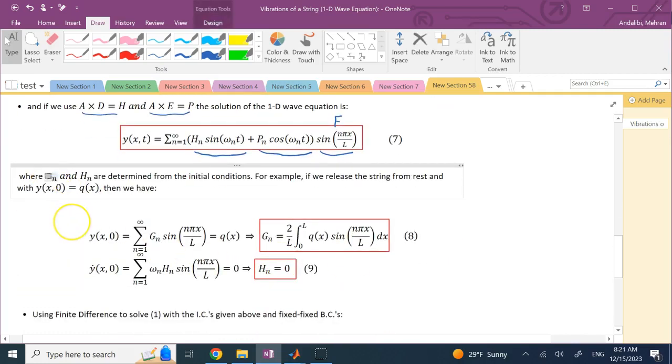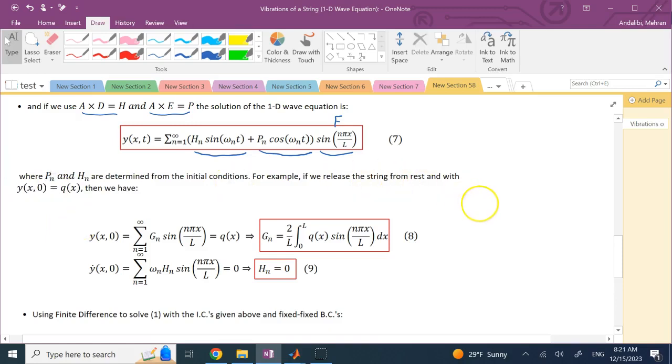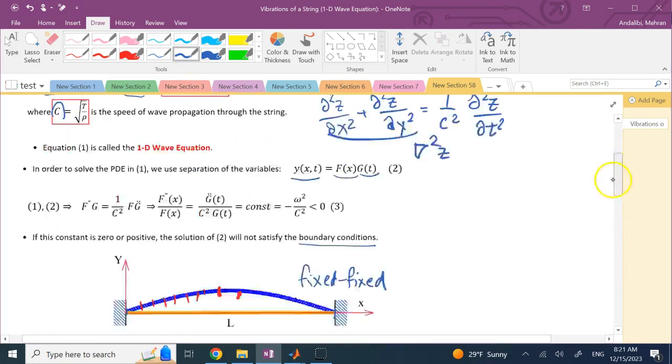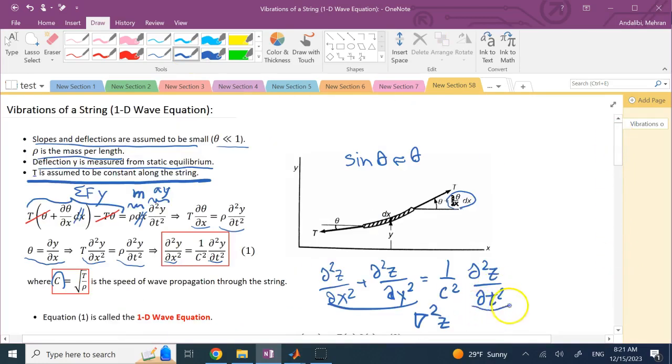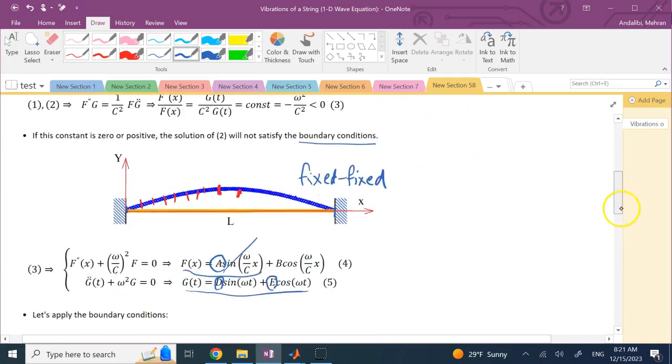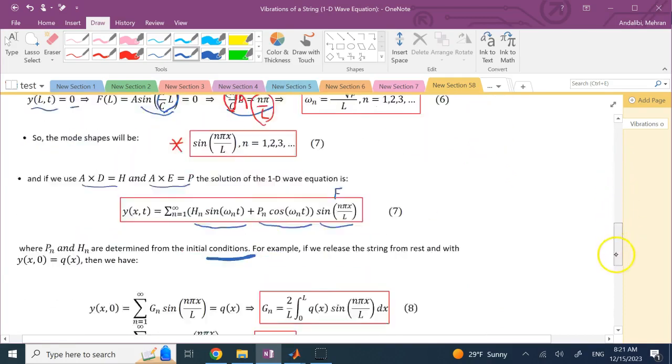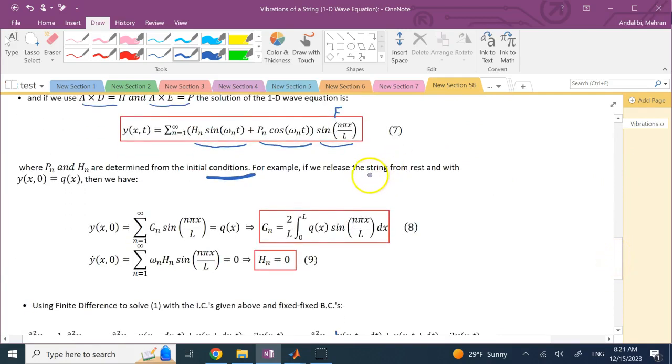And now the question is, this p of n and h of n, they are determined how? Well, from initial conditions. So far we have not talked about initial conditions. Remember, this PDE that we have, this partial differential equation, is second order with respect to time and second order with respect to x. So it needs two boundary conditions and two initial conditions. So far we applied the two boundary conditions up here, but not the two initial conditions. So here, for initial conditions, we assume we release it from rest. So the y dot is 0 at time of 0, and the initial position that you release it, it's some arbitrary function q of x.